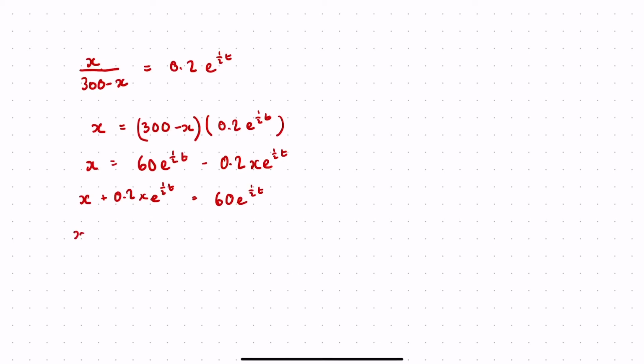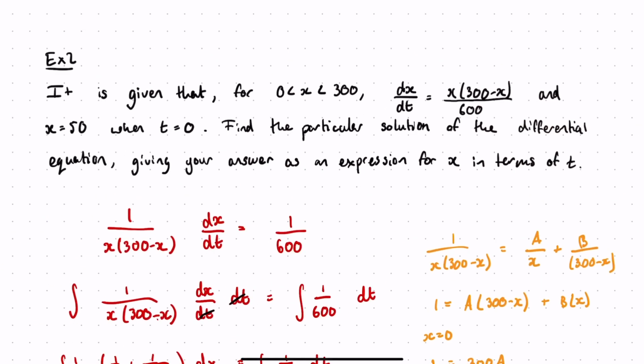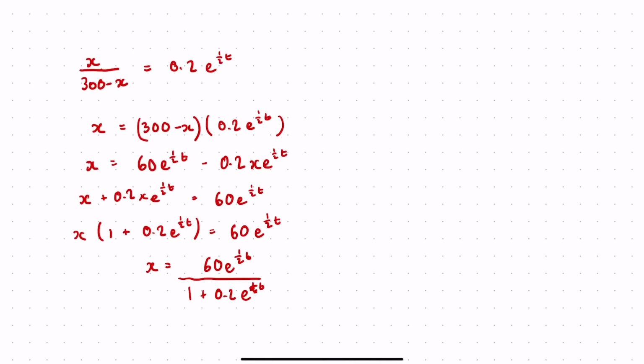And then we're going to factorise our x out of this to get x times 1 plus 0.2 e to the half t is equal to 60 e to the half t. And then we're going to divide through by that to get x equals 60 e to the half t all over 1 plus 0.2 e to the half t. So a bit of algebraic manipulation there to get from x over 300 minus x to x equals. But there we go. So this is how we can go from our initial differential equation to our particular solution.